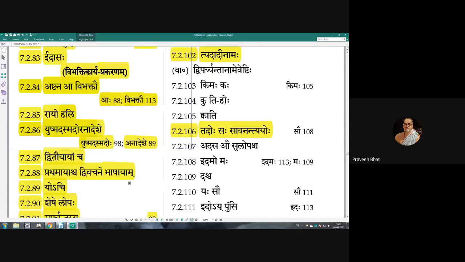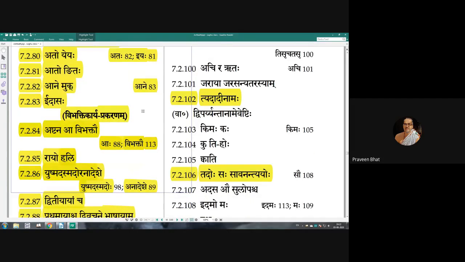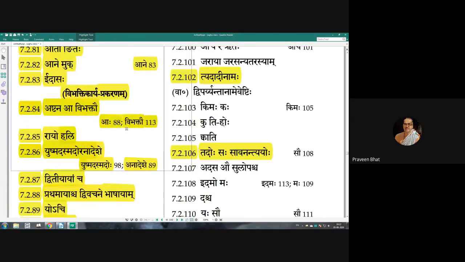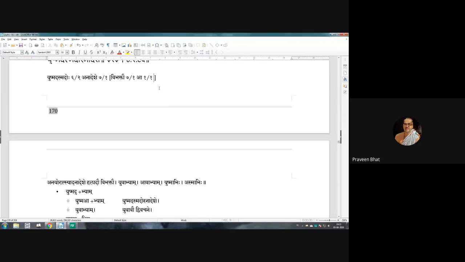Anado hal also vibhaktau. Anadeshe haladi vibhaktau pare. So rayo hali, this hali will also go down. So hali should be added here. Hali is also there. So haladi vibhakti pare. So hali vibhaktau.